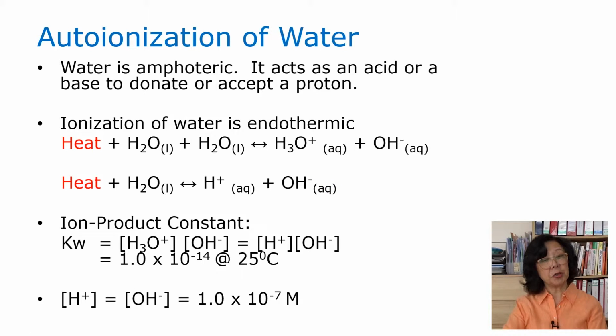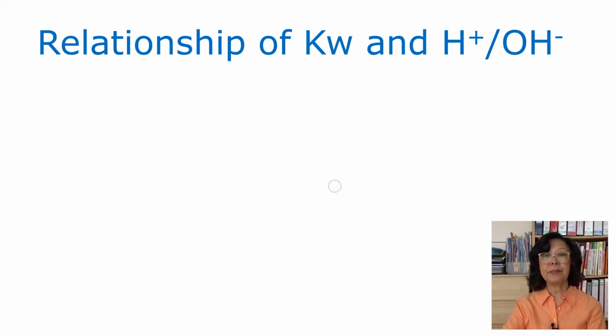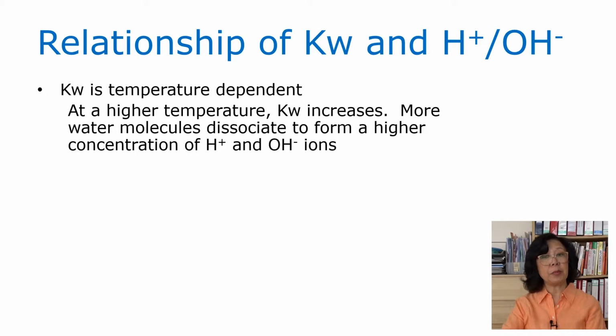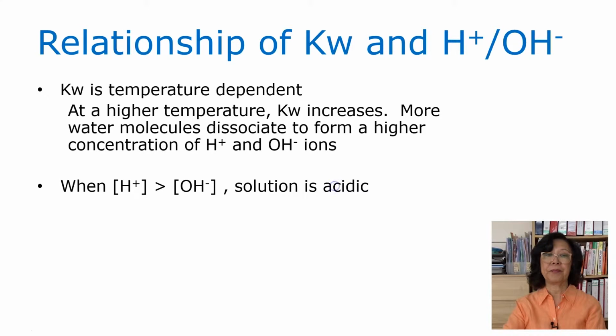Because water is neutral, hydrogen ion is equal to hydroxide ion concentration, each being 1.0 times 10 to the minus 7 molar. Because Kw is temperature dependent, at a higher temperature the reaction goes far more to the right, dissociating water molecules to form a higher concentration of hydrogen and hydroxide ions. Therefore, the Kw value will increase at a higher temperature.